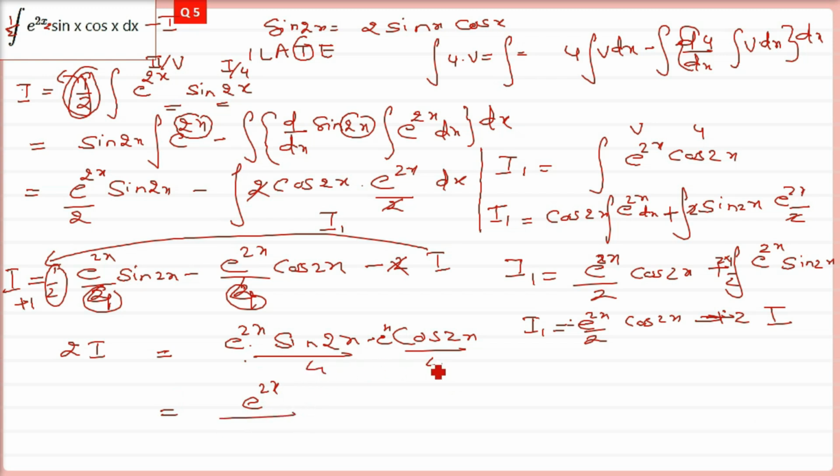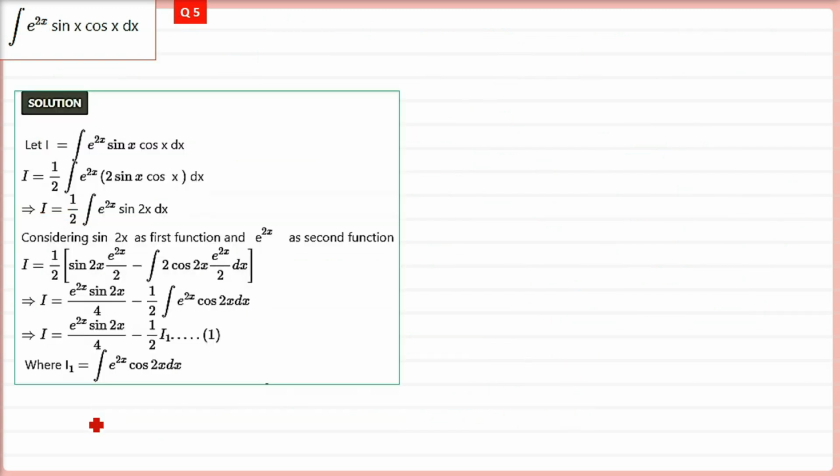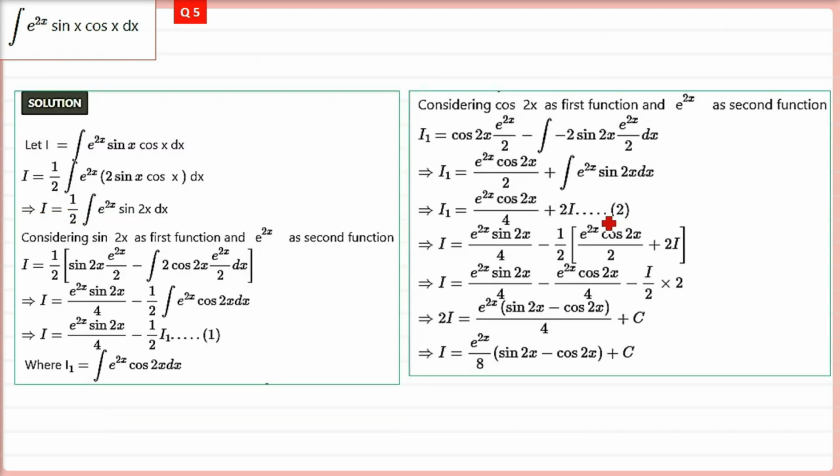Now you can take e raised to x common from here. 2 is already there, so you can bring this 2 into the denominator, it will become 8. So you can take 8 common, e raised to x common. Whatever is inside, sin 2x minus cos 2x, will remain inside. So this will be I, plus the constant of integration. That is your final result. Now how to do this? Whatever I have explained, this is the way you are going to go about it.